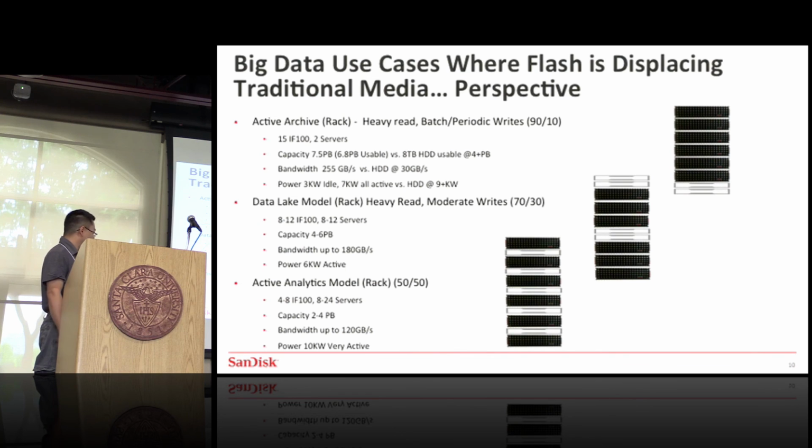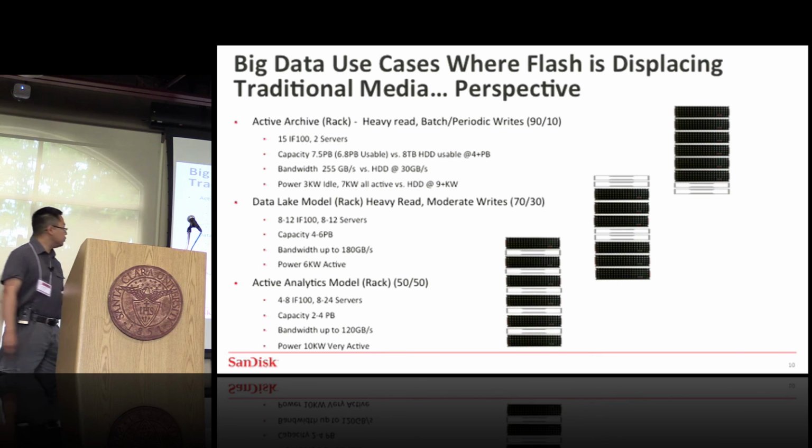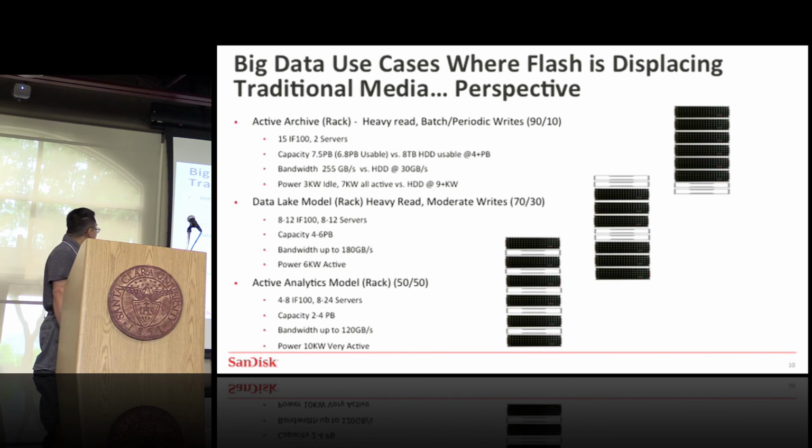With hard drives, about 30 gigabytes per second, 30 kilowatt idle, 7 kilowatt all active versus hard drives that are 9 kilowatts idle and goes up as you increase activity. On the data lake model, again, with a 70/30 workload, you're at 4 to 6 petabytes. This will be available. You can take a look at this.